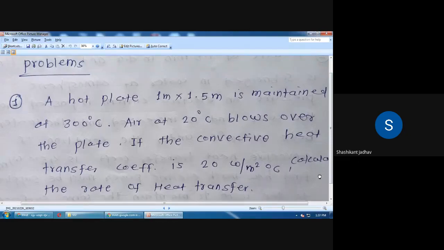Okay. Yes, sir, got the answer, 8400 watt. Okay, Abhijit Kote, 8.4 kilowatt. Dhanashri, 8400 watt.